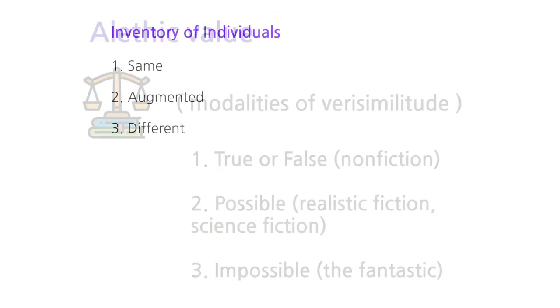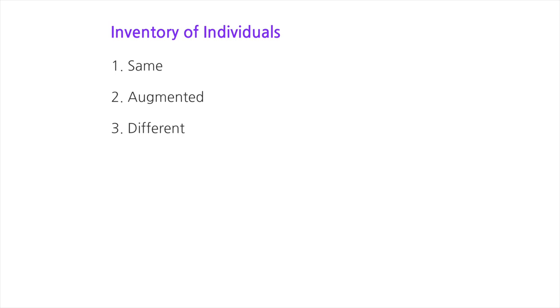The next set of options is the inventory of individuals. Here's where you start to populate your world with the most important characters. If you choose the same, option one, this limits your world to actual historical individuals. But it is not necessarily the work of history. The musical Hamilton is a good example of this.